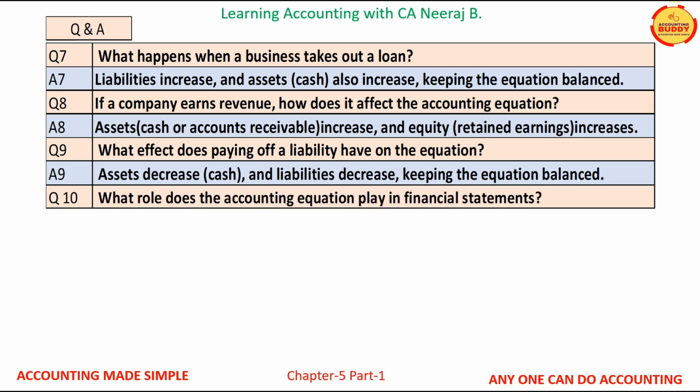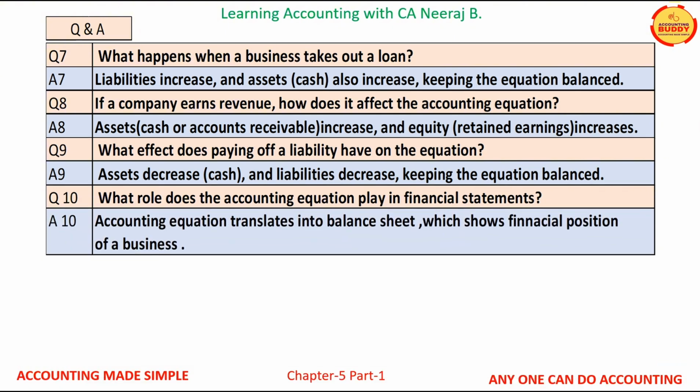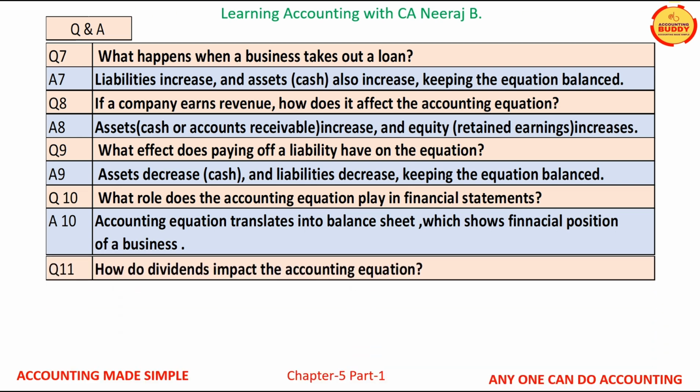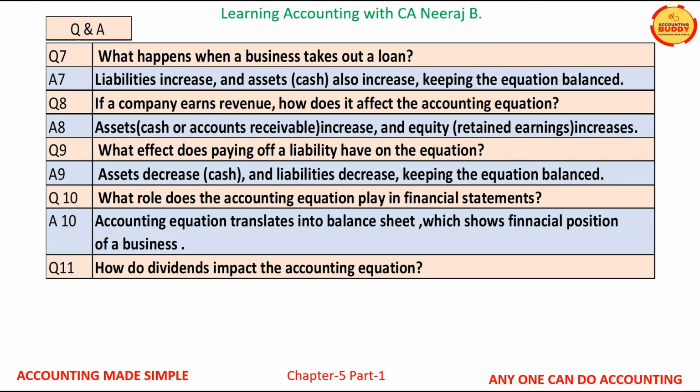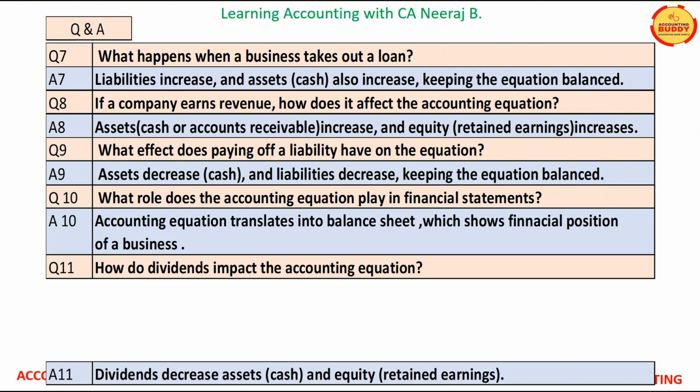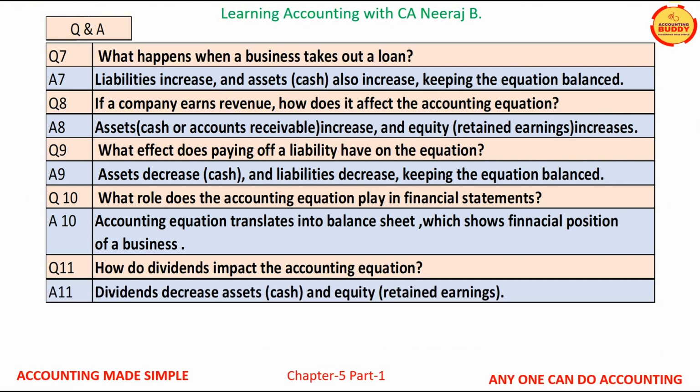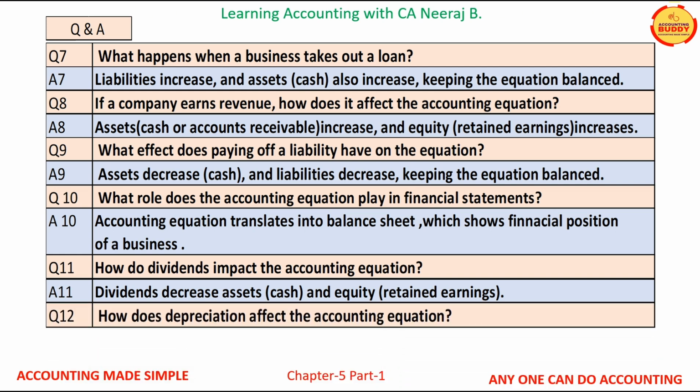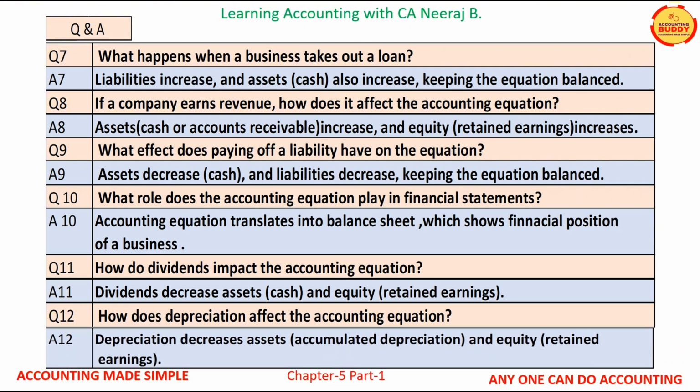Question number 10. What role does the accounting equation play in financial statements? The answer is the accounting equation translates into the balance sheet, which shows the financial position of a business. Question number 11. How do dividends impact the accounting equation? The answer is dividends decrease assets and also decrease the equity. Question number 12. How does depreciation affect the accounting equation? The answer is depreciation decreases assets and it also decreases the equity of the business.